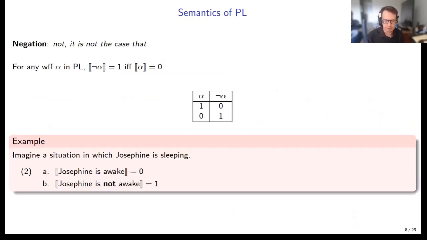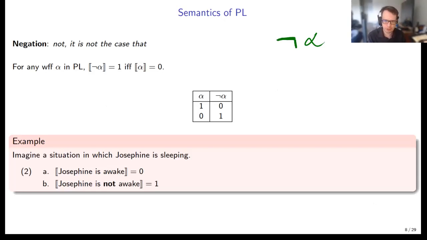Okay. In set theory 2, we're going to have some formal definitions, but I'm just going to try to explain these in as natural terms as I can. So the first one is the negation. This is when we have some formula alpha and we attach a negation symbol to it.